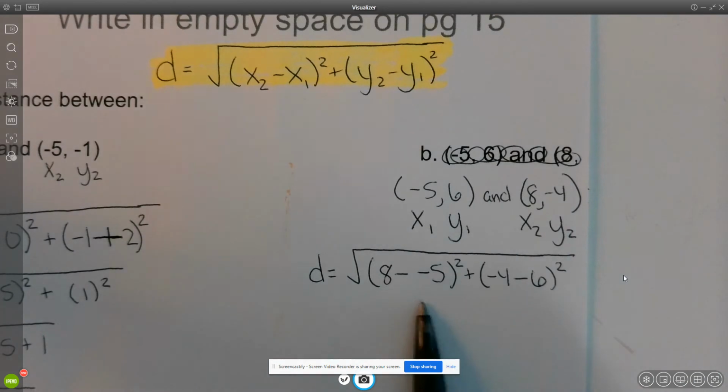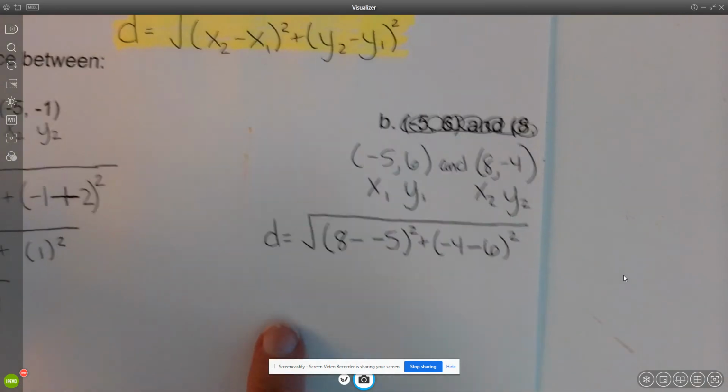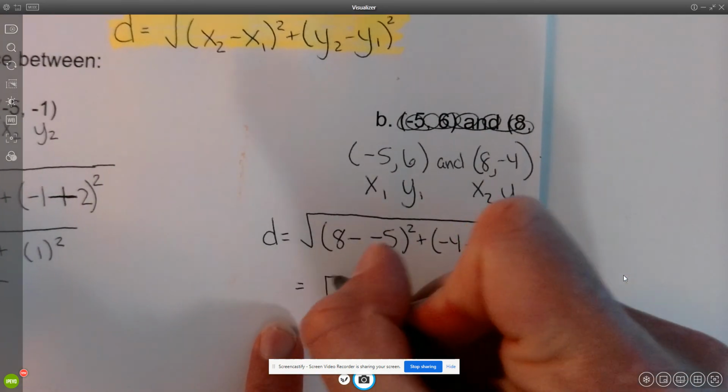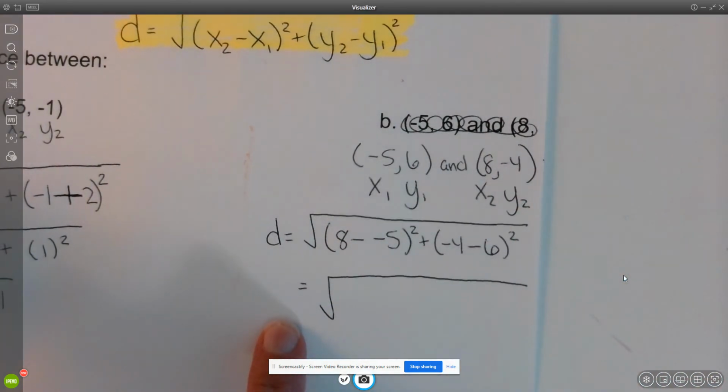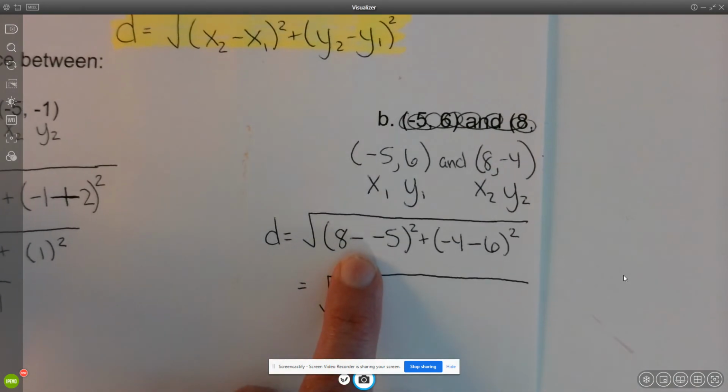I would pause the video here and see if you can use your calculator to go step by step like we did in this one to find the distance. So remember, 8 minus -5, that's the same as 8 plus 5.